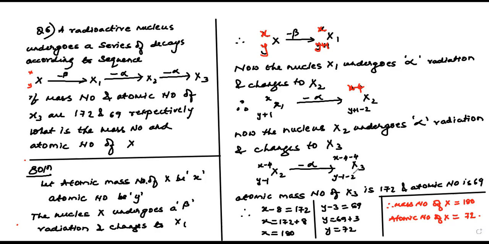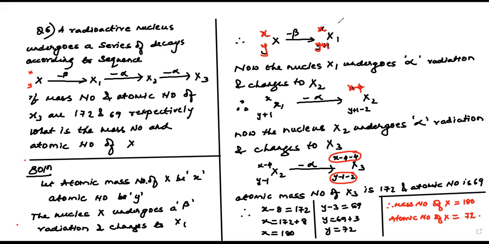So what happens is, children, you can see here this X3, but they are given the atomic mass number of X3 is 172 and atomic number is 69. That means X minus 8 is equal to 172. So X equals 172 plus 8, X equals 180. And Y minus 3 is equal to 69. Atomic number is 69, so Y equals 69 plus 3, Y equals 72. So now I'm writing the answer. The atomic mass number of X is 180 and the atomic number of X is 72.